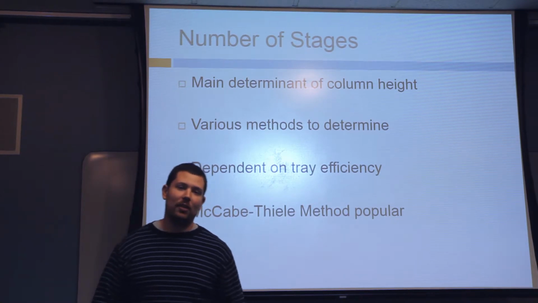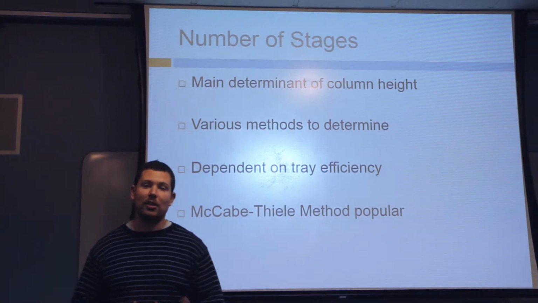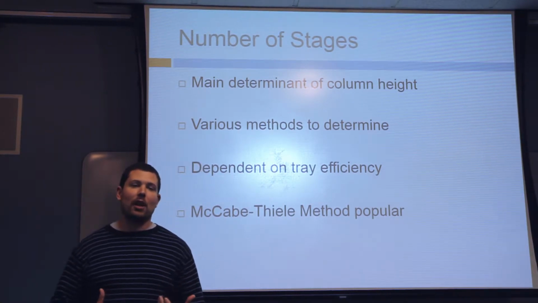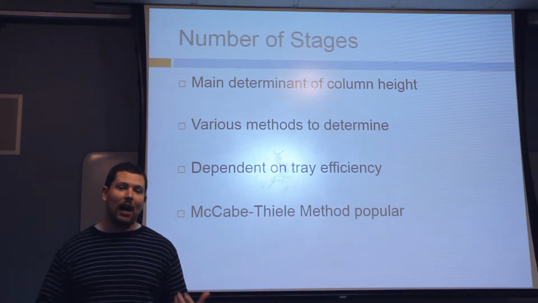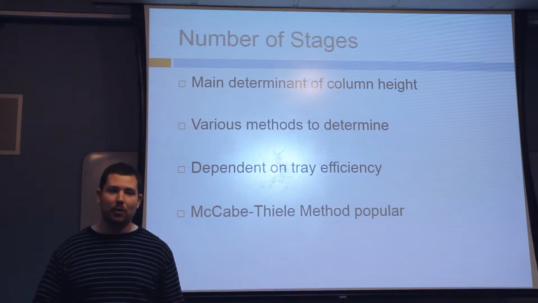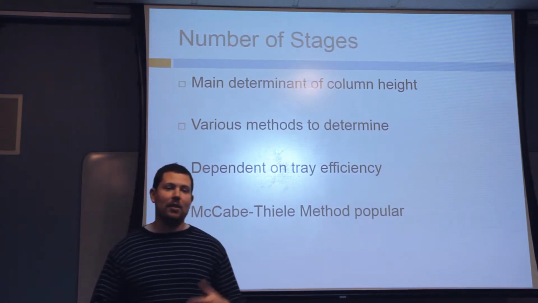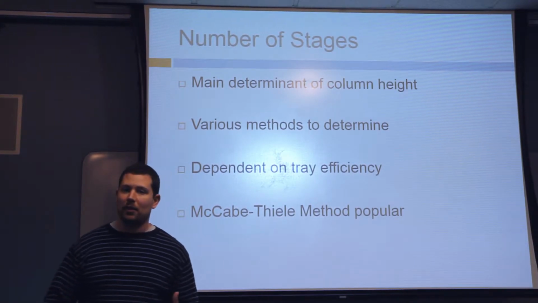One of the main determinants of how tall your column will actually be is the number of trays within your column. There are several methods to determine this, but you should know that it is highly dependent on the actual efficiency of your tray. A very common method is the McCabe-Thiele method, but there are many others.